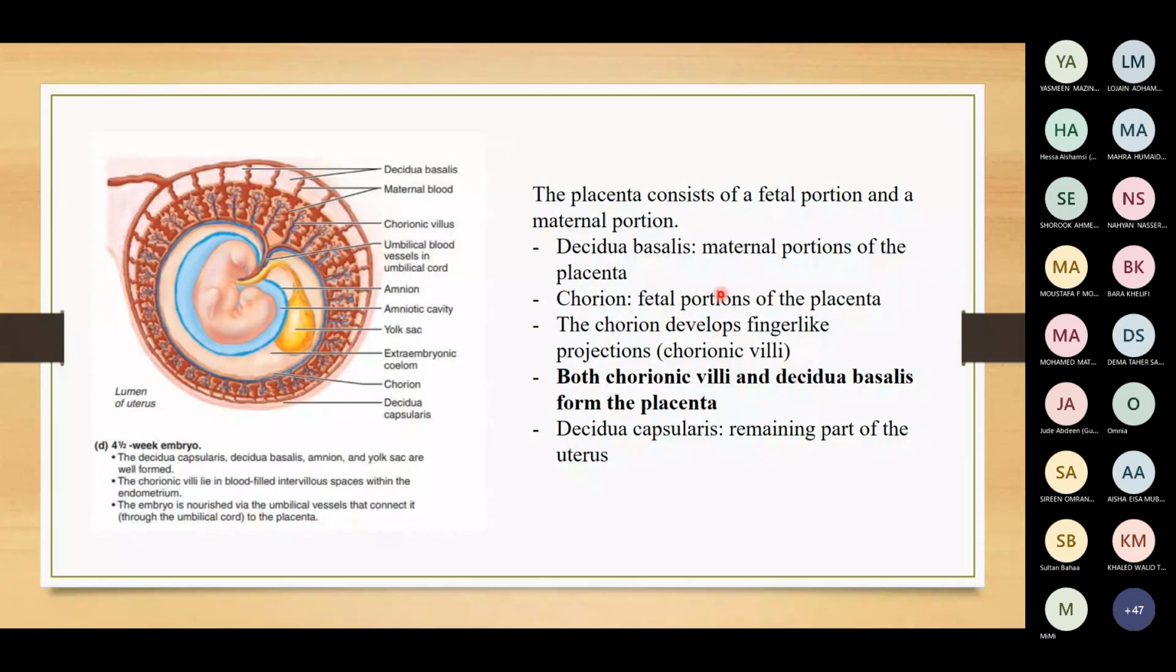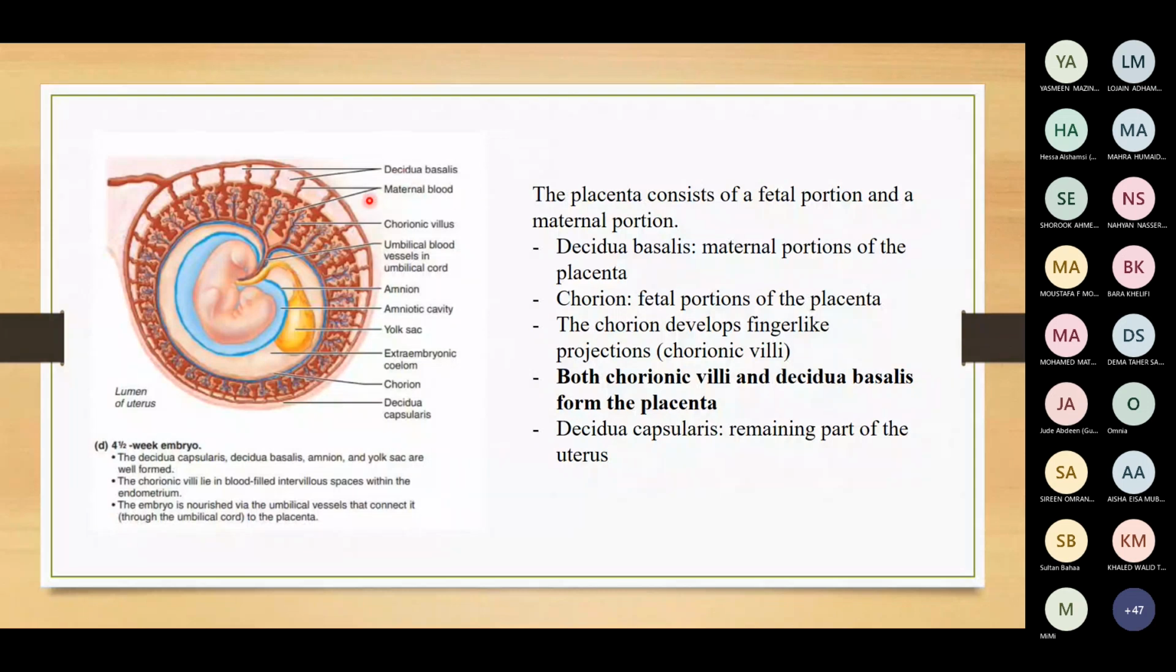It's from the mother's body, you know? And then the chorion, it's from the fetus, okay? And it's going to develop, like I said, the finger-like projections, which we call the chorionic villi. It's just trying to expand and grow as much as it can, okay? So now we have the chorionic villi and we have the decidua basalis.